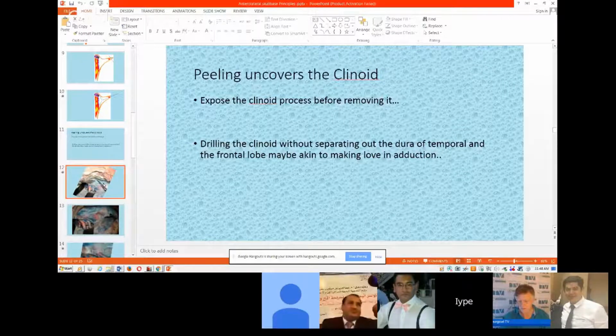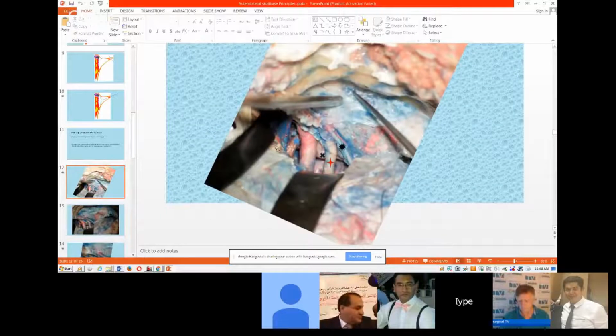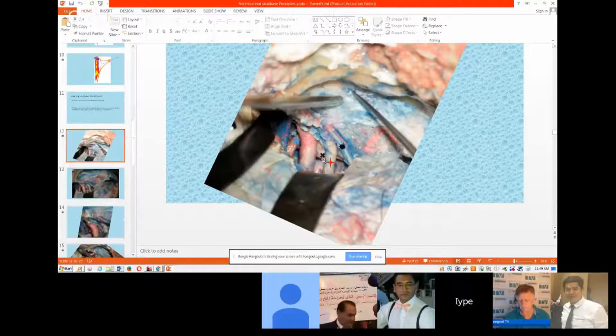So we're going to show you the anatomy here that I'm sure everybody will recognize. Optic nerve, that's the pituitary stalk, carotid, the third nerve, the fourth nerve, the posterior clinoid process, and that is the basilar.